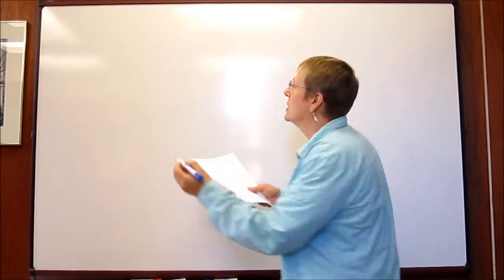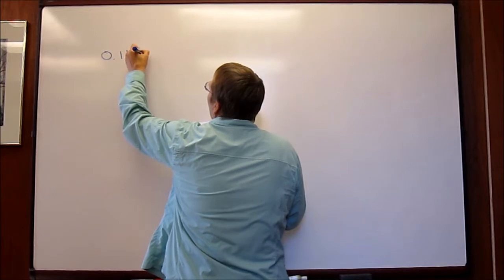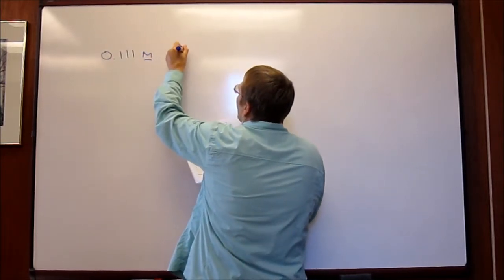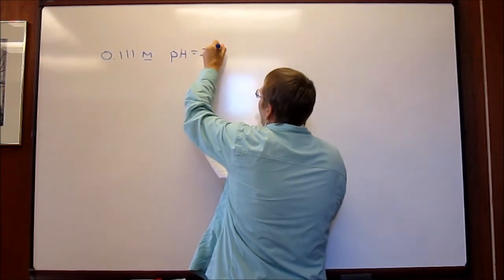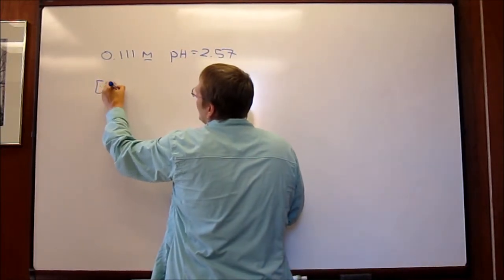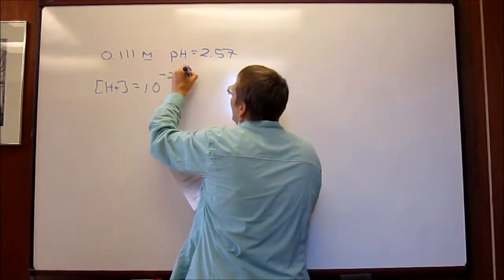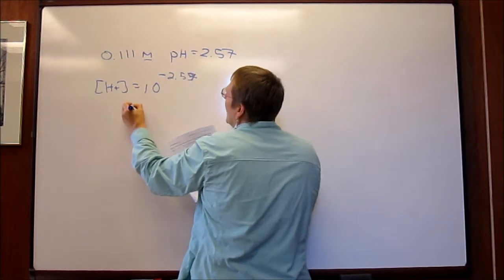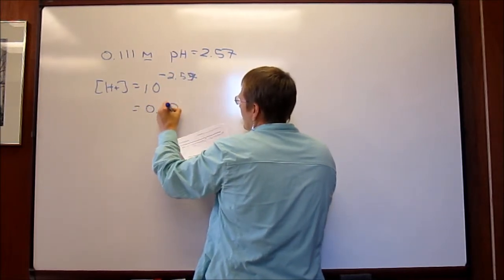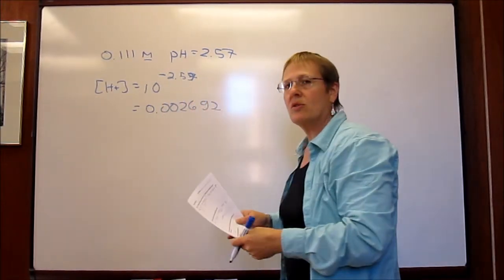and the concentration. So we have a concentration of 0.111 molar, or 111 millimolar, and we have a pH equal to 2.57. So first I'm going to find the hydrogen ion concentration, which is equal to 10 to the negative 2.57, which is equal to 0.002692. Okay, so I've been able to find that.